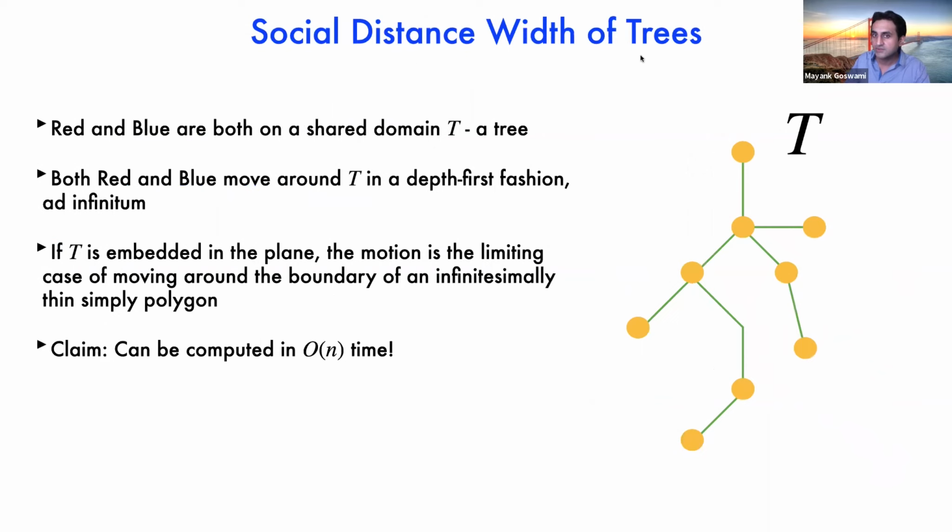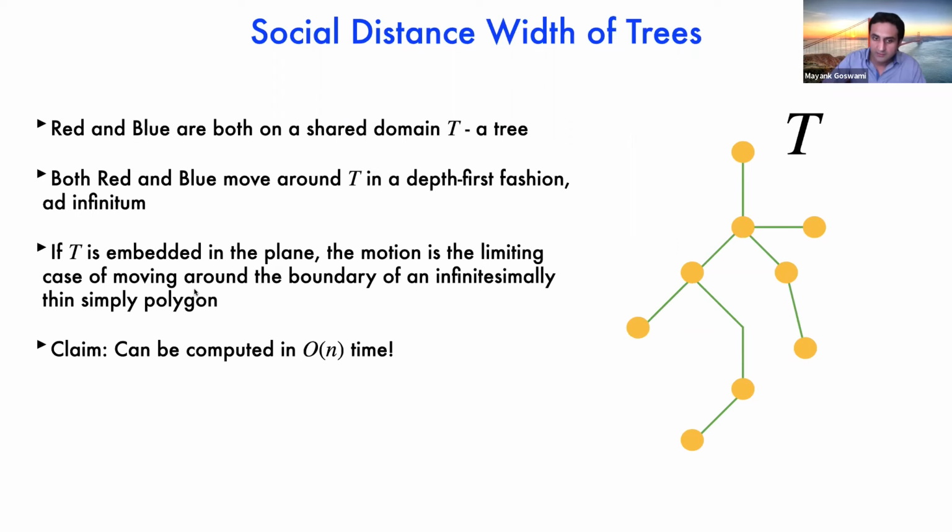So what is the social distance width of a tree? Imagine that red and blue are both walking on a tree T, and both red and blue move around T in a depth first fashion all their life. The reason we're considering it is if you take a small neighborhood of the tree, that gives you a polygon, and this motion that I just described is the limiting motion of them moving around the boundary of that polygon that is just the thickened version of the tree. So red and blue are moving around T in a depth first fashion. How far can blue be? Turns out you can compute this in linear time.